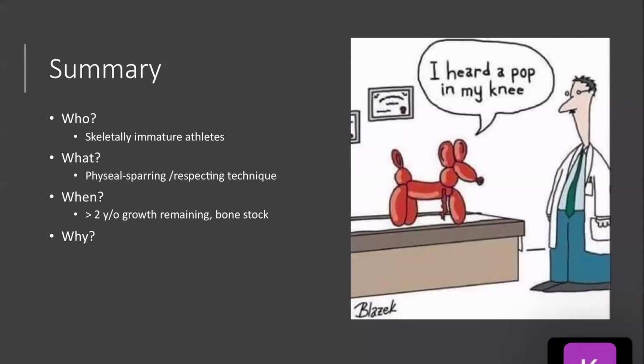I think a safe way to decide this is if the athlete has greater than 2 years of growth remaining, then a physeal sparing technique should be used. And it is also important to look at bone stock. If you're thinking about all epiphyseal techniques, or you can use an IT band. And why do we perform these techniques? To prevent growth disturbances.